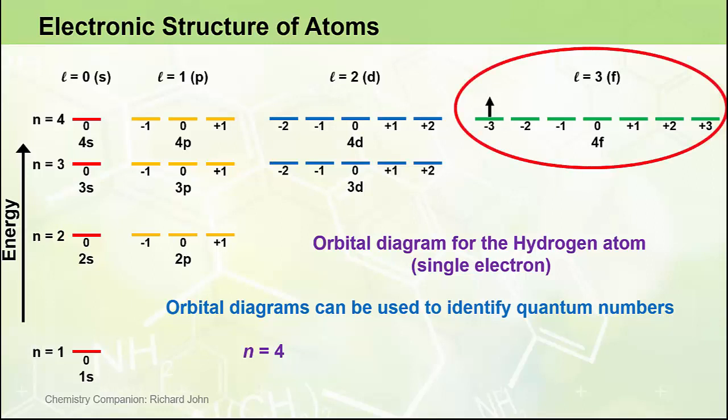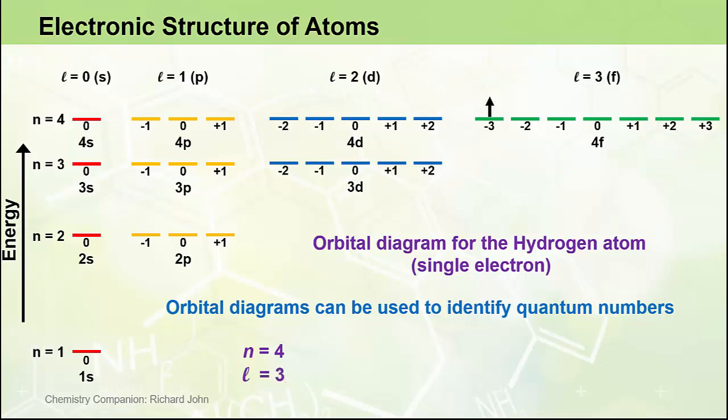It sits in an f subshell, which means it has a secondary quantum number of l equals 3, which tells us about the shape of the distribution of that electron around the nucleus, and it specifically sits in the 4f-3 orbital, which gives us information about the orientation of the electron distribution.